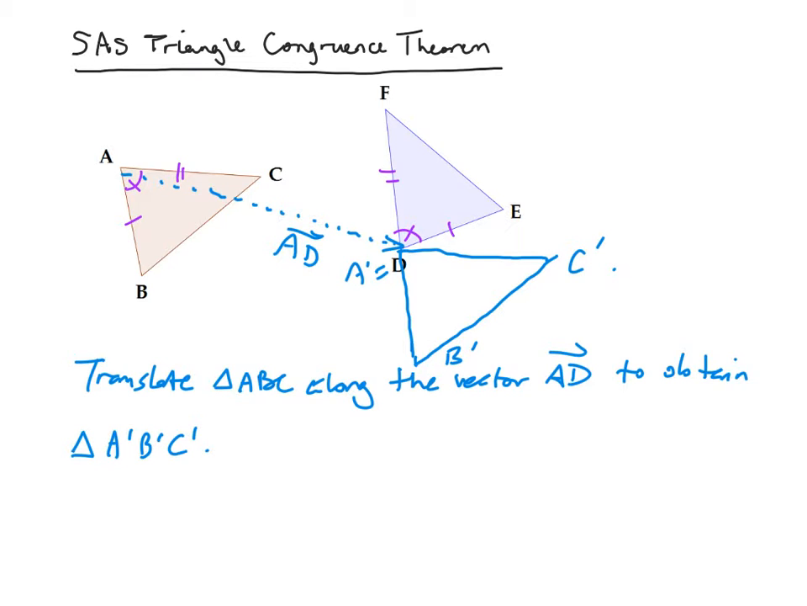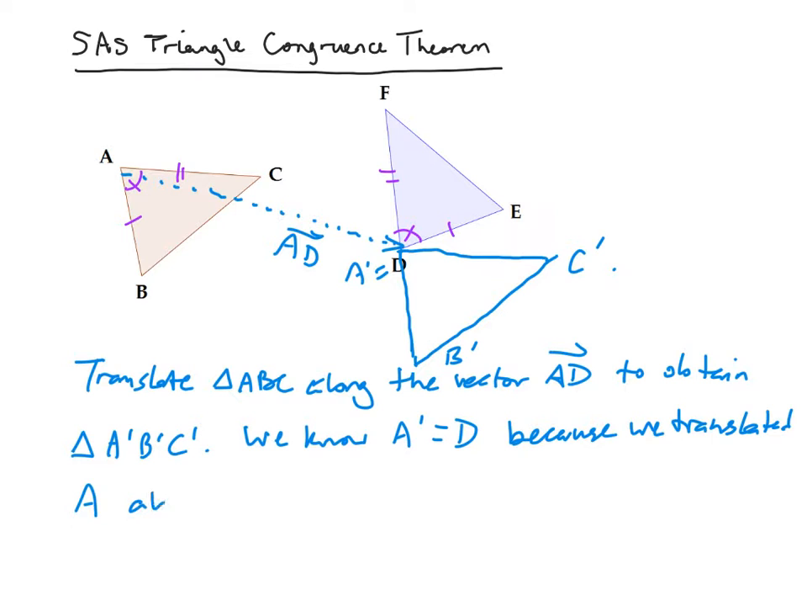So we know A prime equals D because we translated A along the vector from A to D. So by definition, that translation takes A over to D. That's why A prime is the same point as D. All right? So that's the first step.